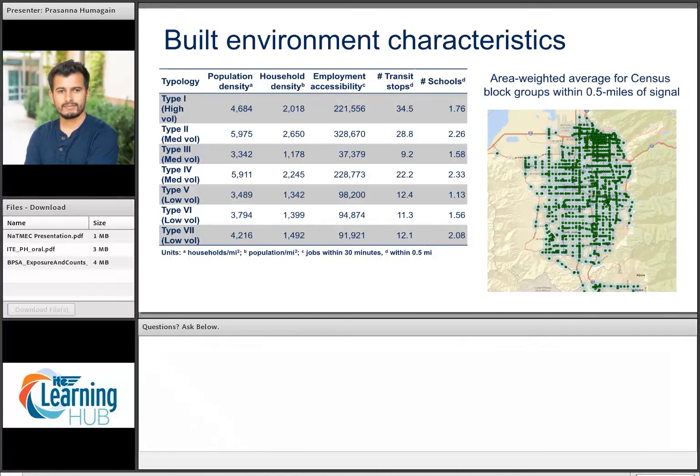The results averaged across all signals in each typology show that the main important factors that affect the magnitude as well as the peaking patterns of these typologies were residential density and job accessibility.